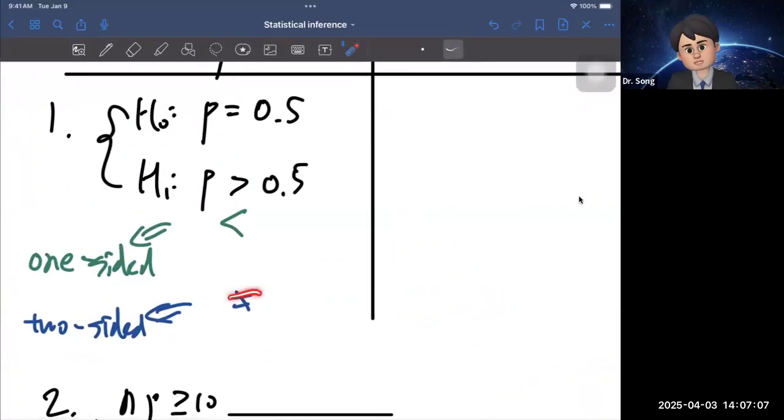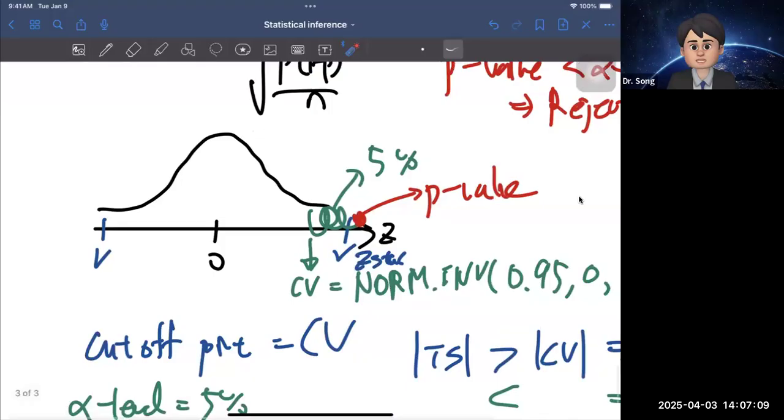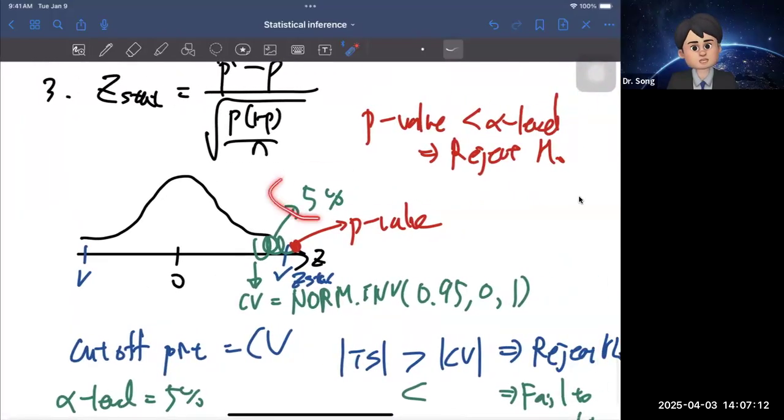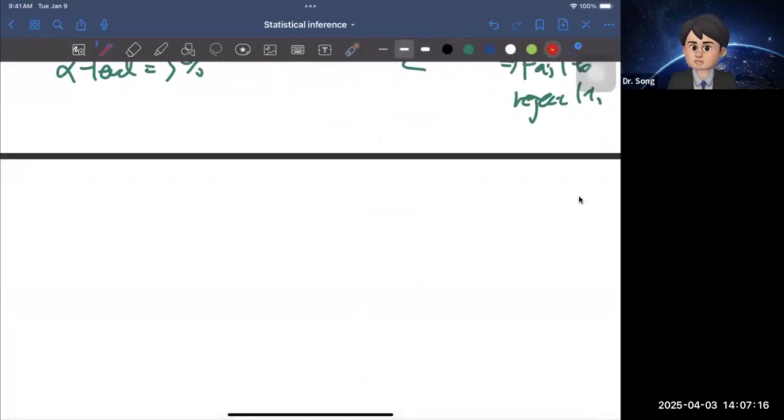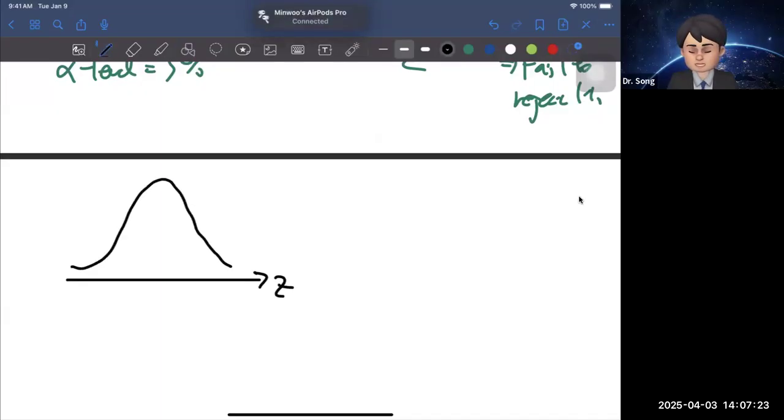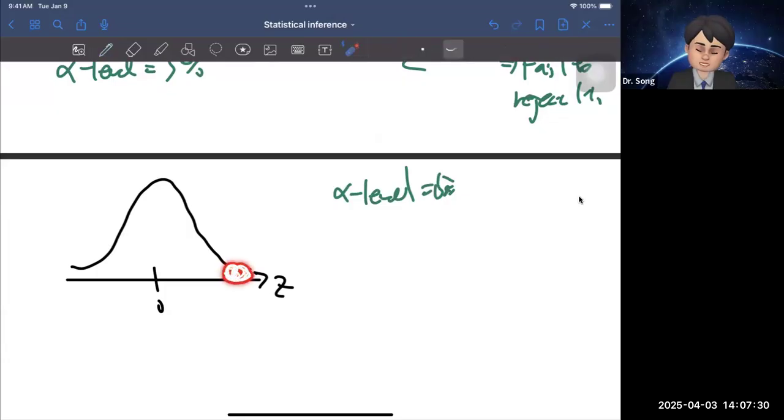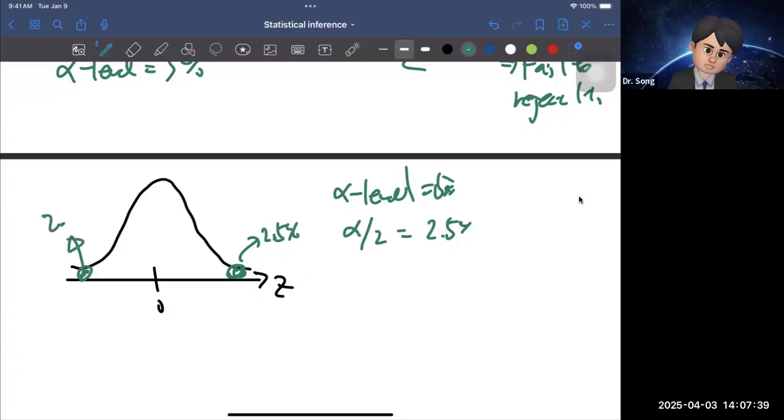So if the test is two-sided, then you need to check both sides. In the case here, when the alpha level is given at 5%, what you need to do is the following. Now, same graph, the standard normal distribution, and same alpha level, 5%. But the only difference is now the two-sided test. So alpha level is 5%. Back then, I just shaded this one as 5%, but now you need to divide it by 2. So alpha over 2 is 2.5%, and this is 2.5%, and here is 2.5% as well.